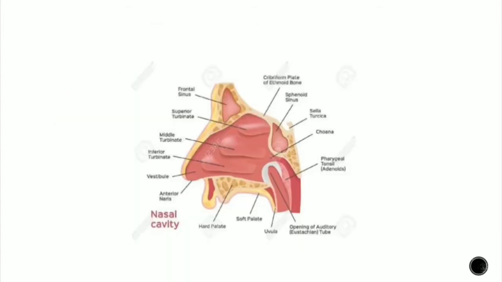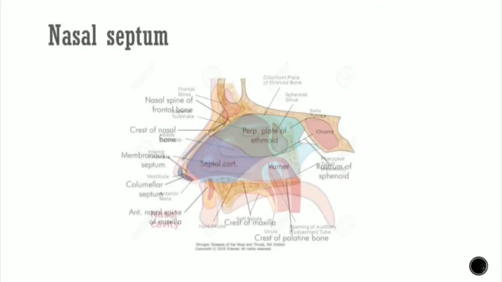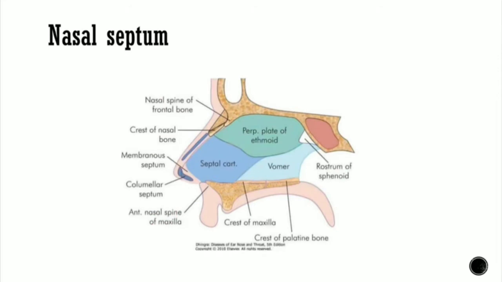This is the lateral wall of the nose, which has three bony projections, namely the superior, middle, and the inferior turbinates. This is the nasal septum, which forms the medial wall of each nasal cavity. It is further divided into columellar septum, membranous septum, and the septum proper. The septum proper is formed by septal cartilage, perpendicular plate of ethmoid, and the vomer.